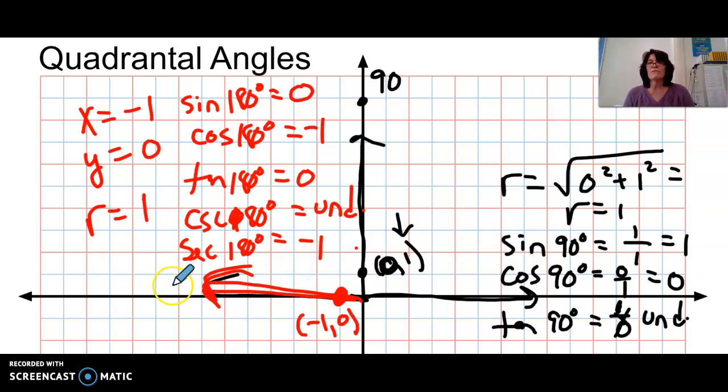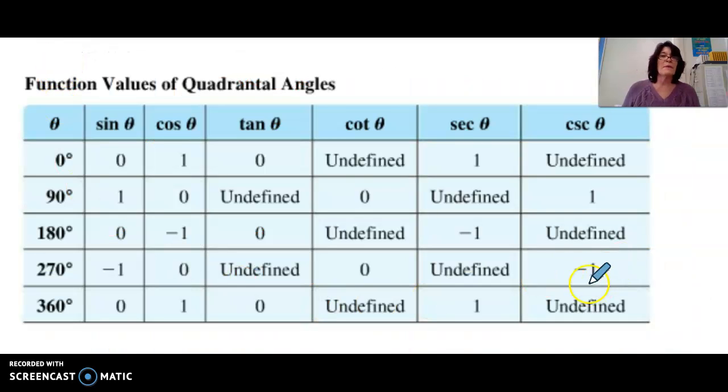Okay, and then the cotangent of 180, oh, what is that? X over y. That's going to be an undefined. Okay, so there's always two undefineds in these areas. Okay, anyway, here they are for you, gang.